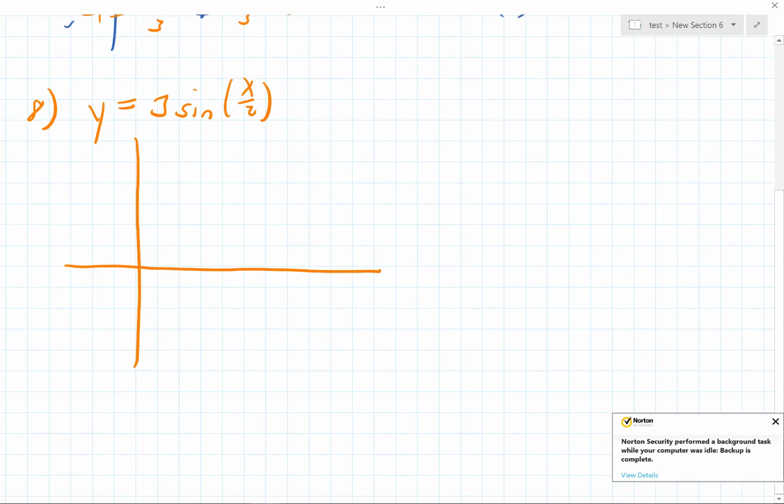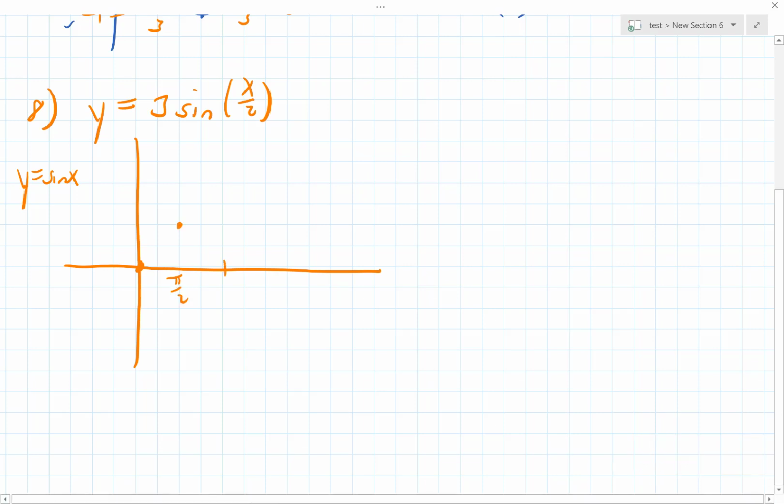So like a normal sine function, if I told you that y equals sine of x, sine of 0 is 0, sine of pi halves is 1, sine of pi is 0, sine of 3 pi halves is -1, and sine of 2 pi is back to 0. So your normal sine function looks like this, goes on forever, like so.